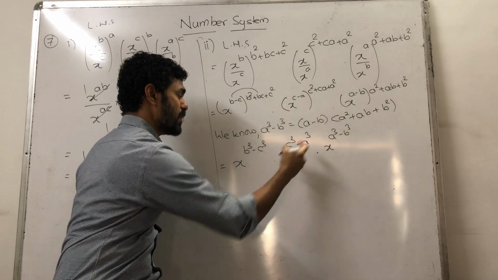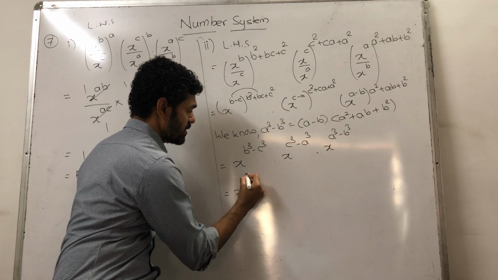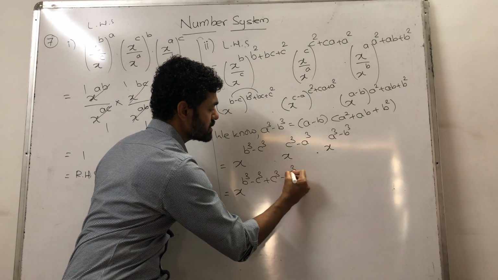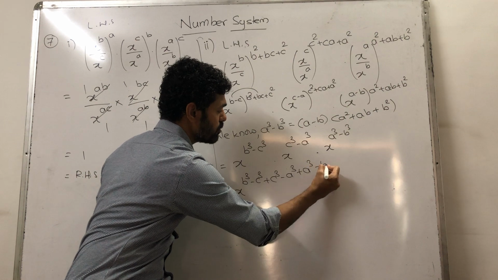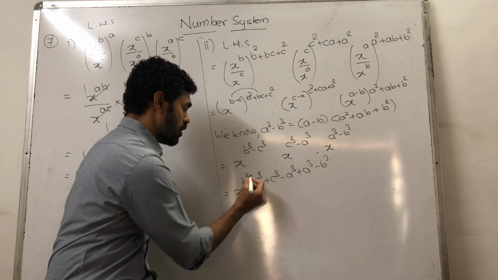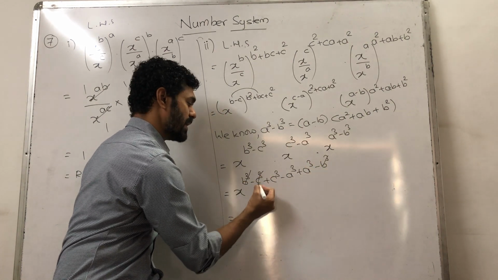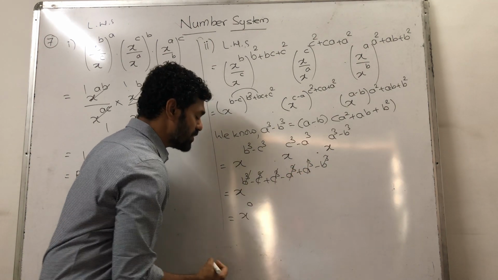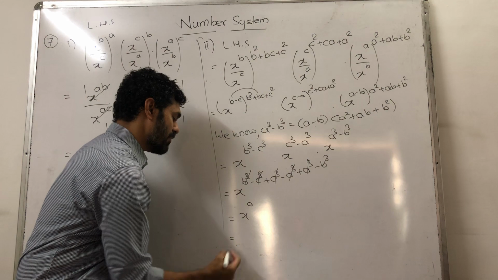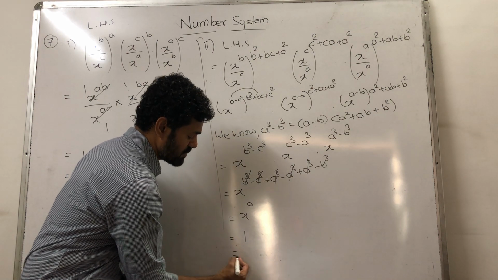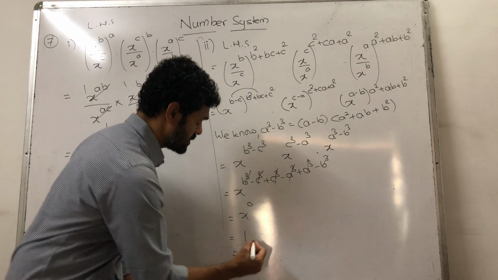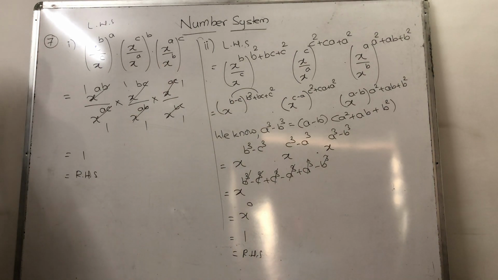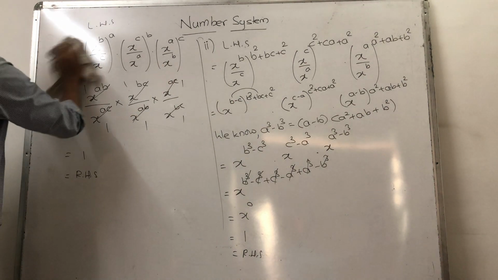In multiplication, you add the power, so this is b cube minus c cube plus c cube minus a cube plus a cube minus b cube. Everything gets cancelled, so it is 0 in the exponent. Now x raised to 0 is nothing but 1, which is your RHS. So that was the second sum of question number 7.